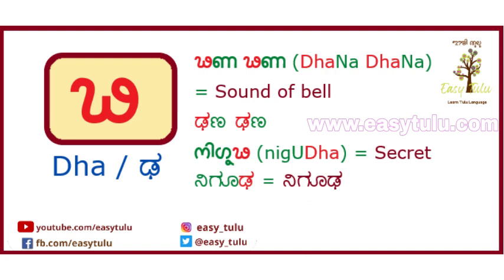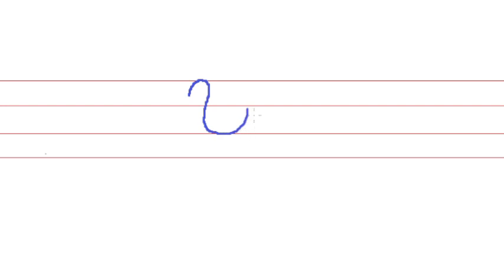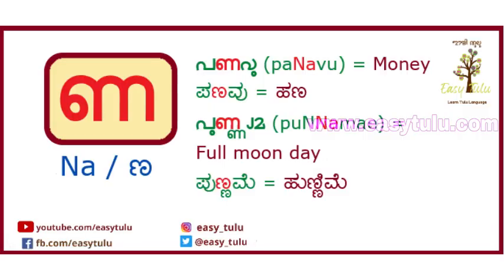Next one is Dha. This is the aspirated Dha sound. Examples: Dhana dhana, sound of bell. Nigudha. Nigudha means secret. Also nigudha in Kannada. Let us see how it is written. Dha.